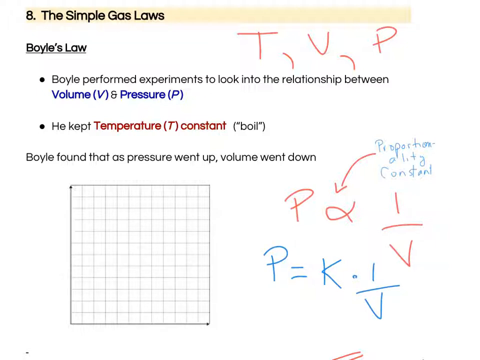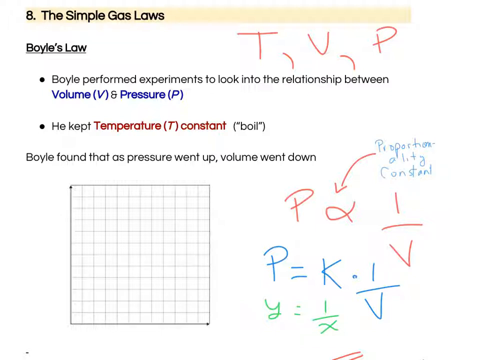Now let's look at this. I want to go back to this first relationship here: P is proportional to 1 over V. I'm hoping you recognized that it looks a little bit like something you might have seen in math class, which is y is equal to 1 over x, a rational function. And rational functions have asymptotes.